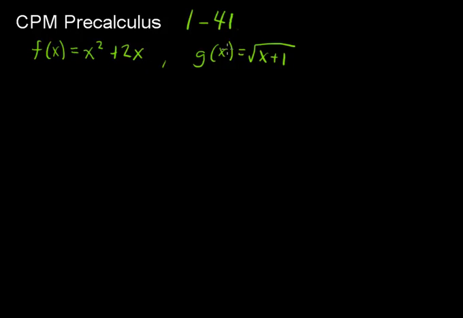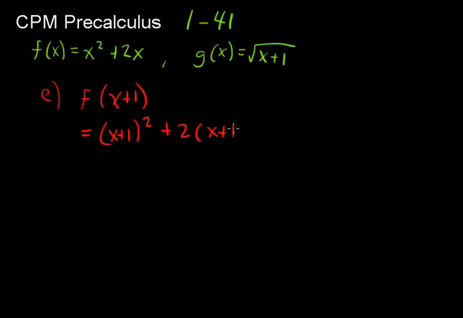E, we're not even looking for a specific value. It's kind of like A. We have f of x plus 1. Again, we don't care about g because we're just looking at function f now. That's equal to, instead of x squared, we have x plus 1 quantity squared plus 2, instead of x, we have x plus 1. So we always replace what's inside the parentheses with x.